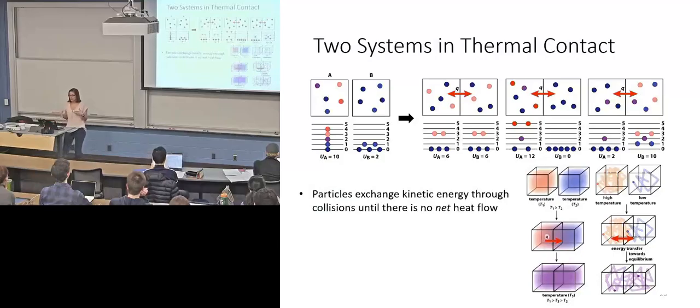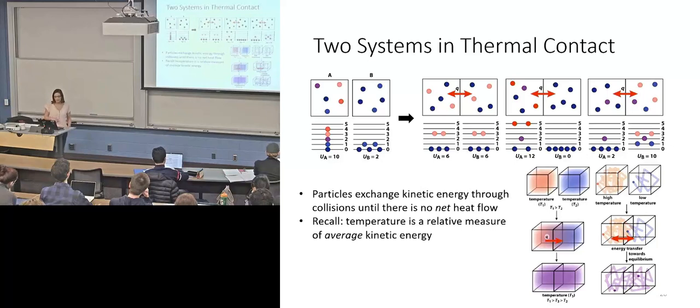Two systems come into thermal contact. So we have two systems, A and B, and they're going to come into thermal contact, meaning that they can exchange kinetic energy through collisions until there is no more net heat flow. Heat can still flow back and forth, but there's no net change. They've come to equilibrium. They've reached the same temperature.